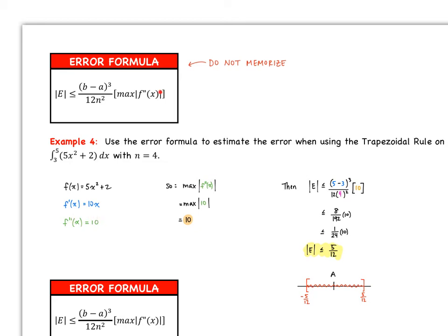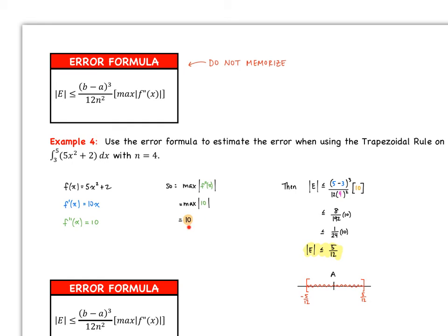So I'm just going to focus on the max of the second derivative portion right now. Let's focus on this. Now, the maximum of the absolute value of our second derivative: well, since our second derivative is simply a constant, the maximum will just be that value, 10.